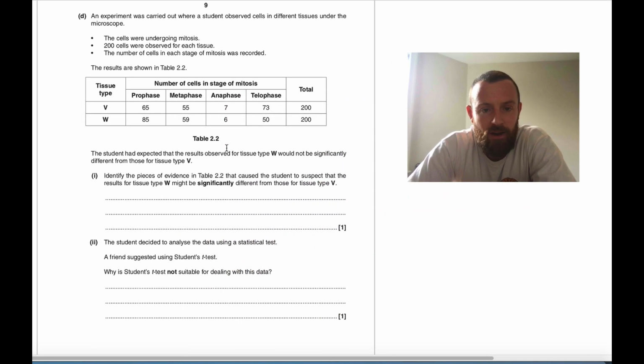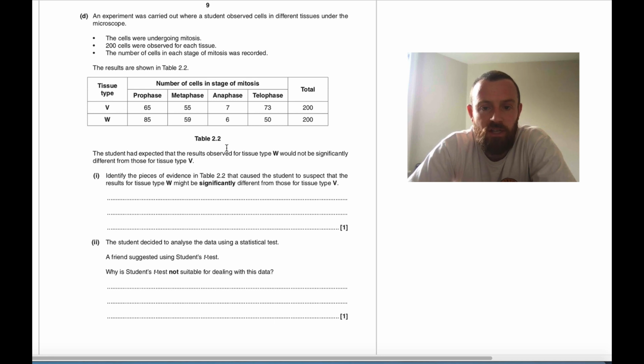All right, an experiment was carried out where a student observed cells in different tissues under the microscope. The cells were undergoing mitosis. 200 cells were observed for each tissue. The number of cells in each stage of mitosis was recorded. So we've got V and W, and we can look at the different phases of mitosis and then work out the total. The student had expected the results observed for tissue type W would not be significantly different from tissue type V. Identify the pieces of evidence in table 2.2 that cause the student to suspect the results might be significantly different.